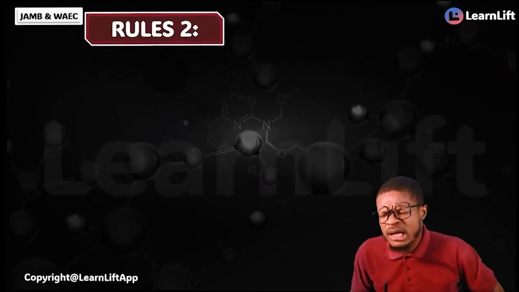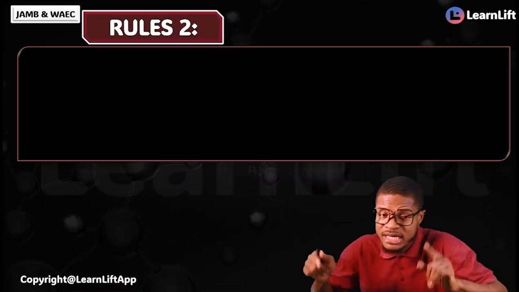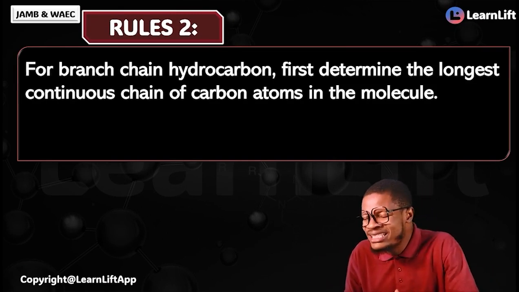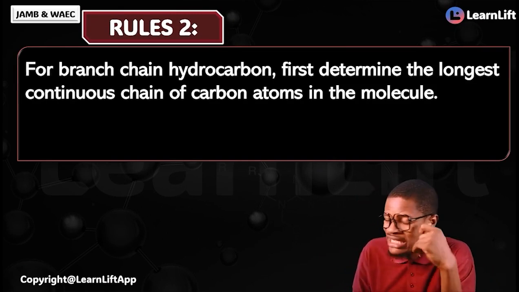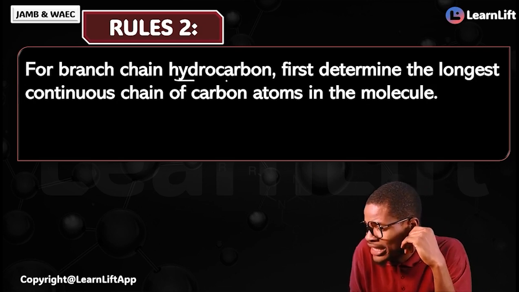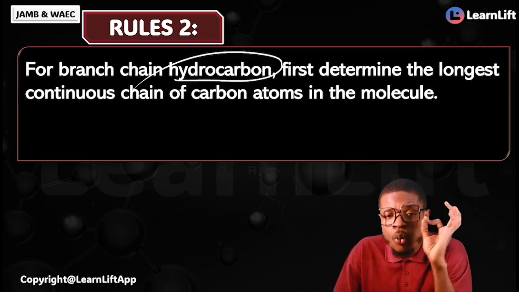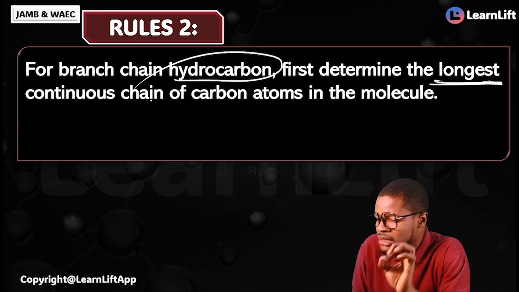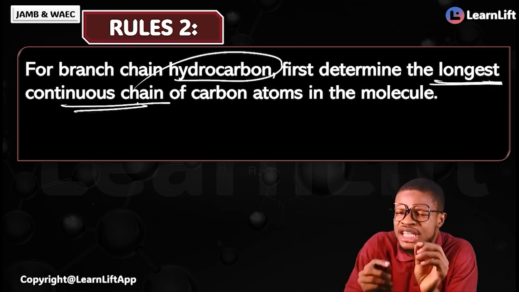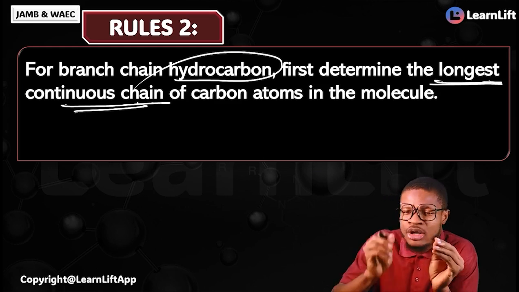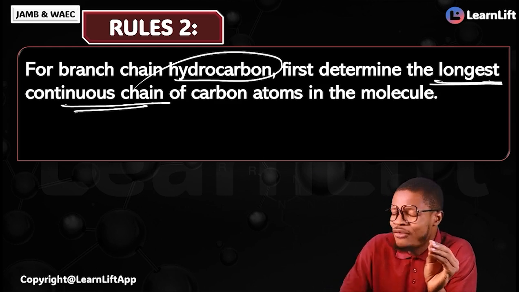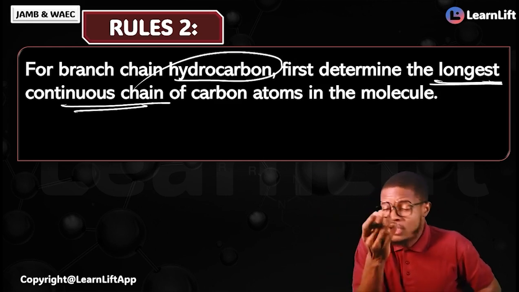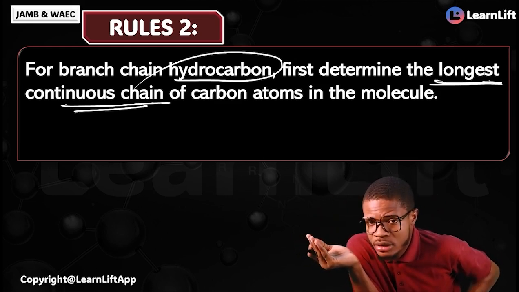Rule 2, very quickly. Don't forget this. Here is where the rule begins. In rule 2, for branched chain hydrocarbons, what you do first is to determine the longest continuous chain. What do you determine? The longest continuous chain of carbon in the molecule of the compound that you have been given. Just determine the longest possible continuous chain.